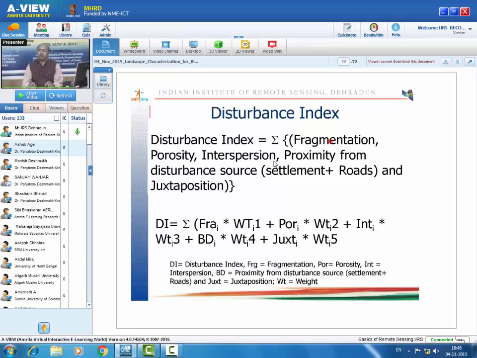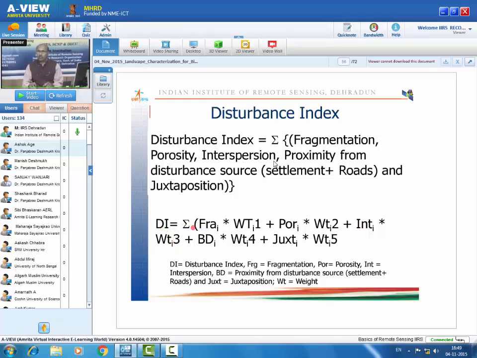Again, we have used 5-6 parameters. One of the parameters is fragmentation, then porosity, interspersion, proximity from disturbance, that is the road and settlement, and the juxtaposition. I'm not showing the results for all these parameters which have been analyzed. I have shown you the fragmentation result. Similarly, we have carried out the analysis for porosity, for interspersion, for proximity, and for juxtaposition.